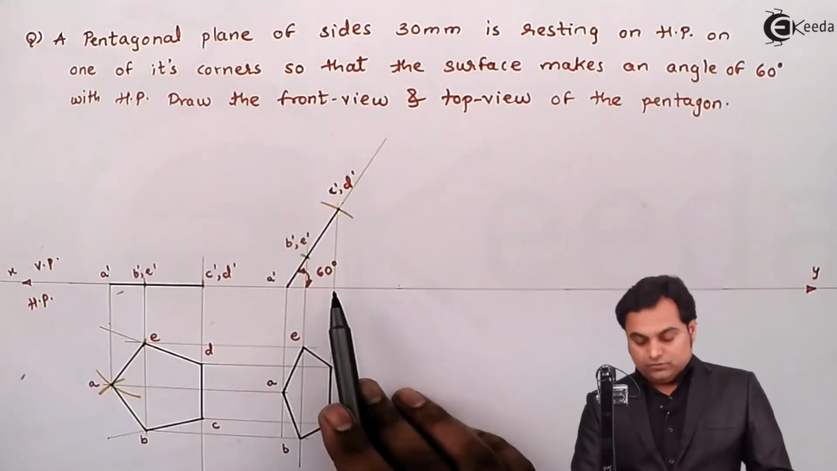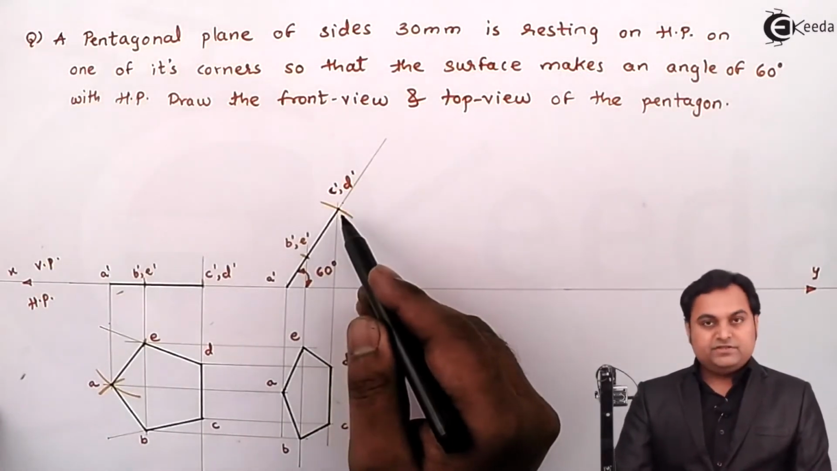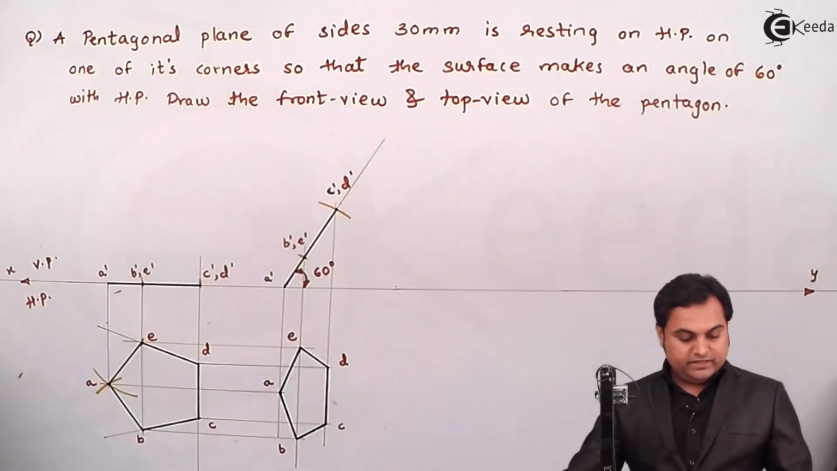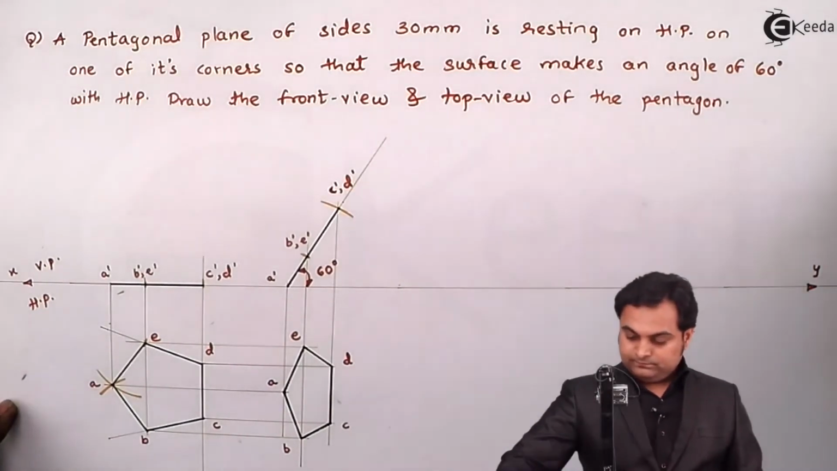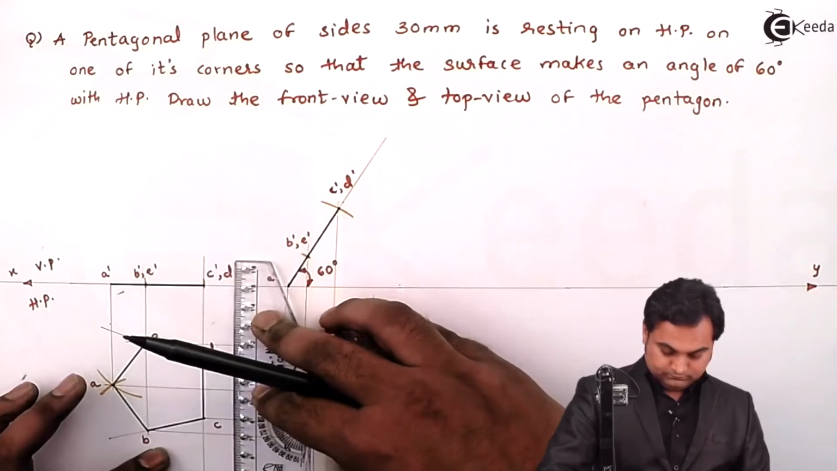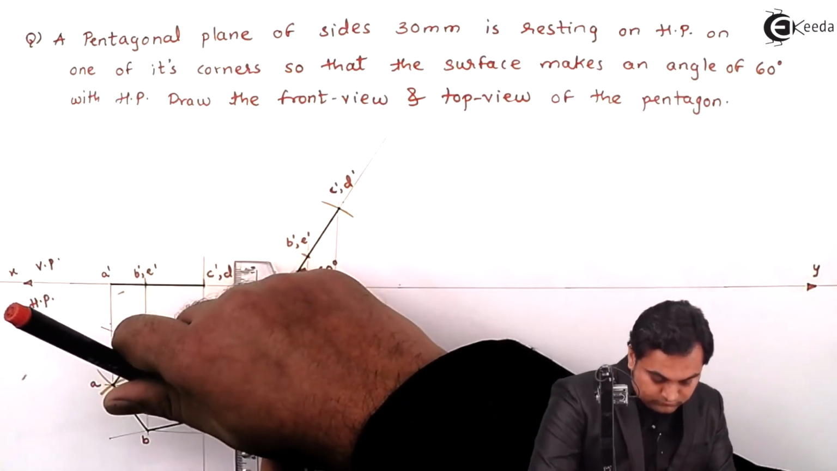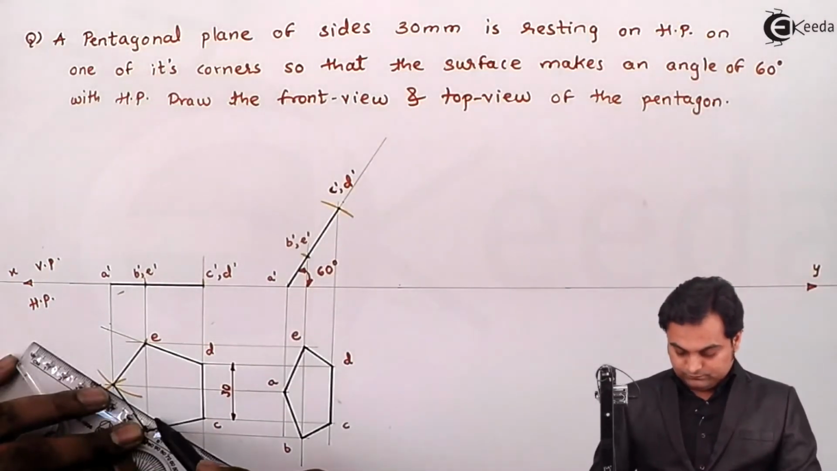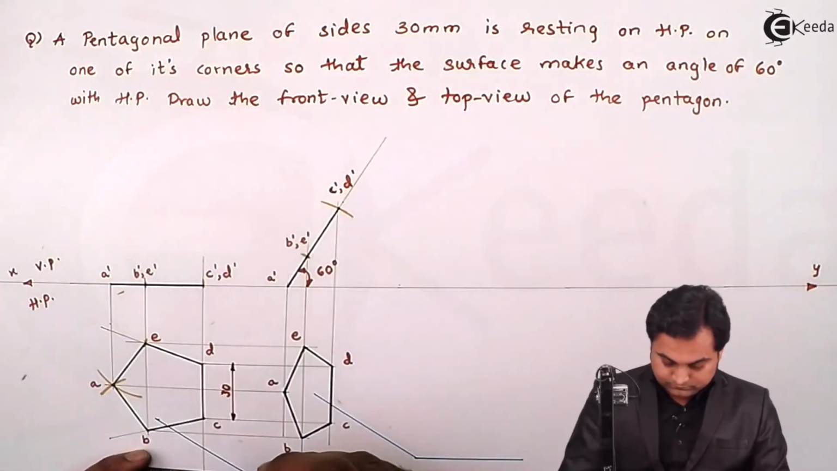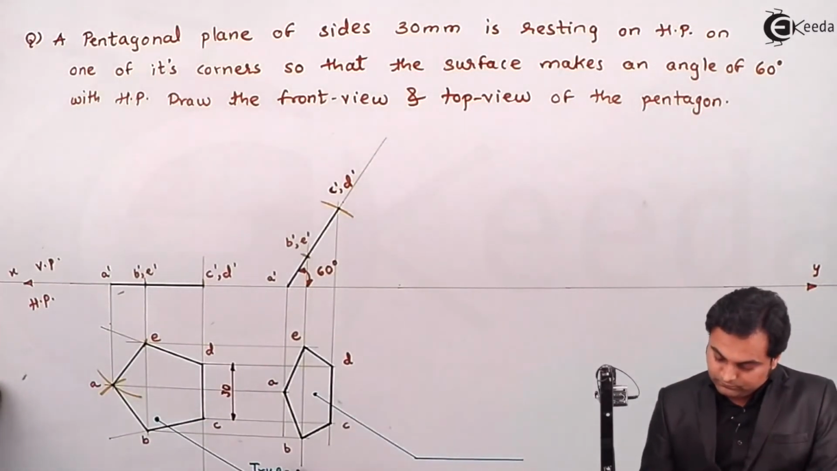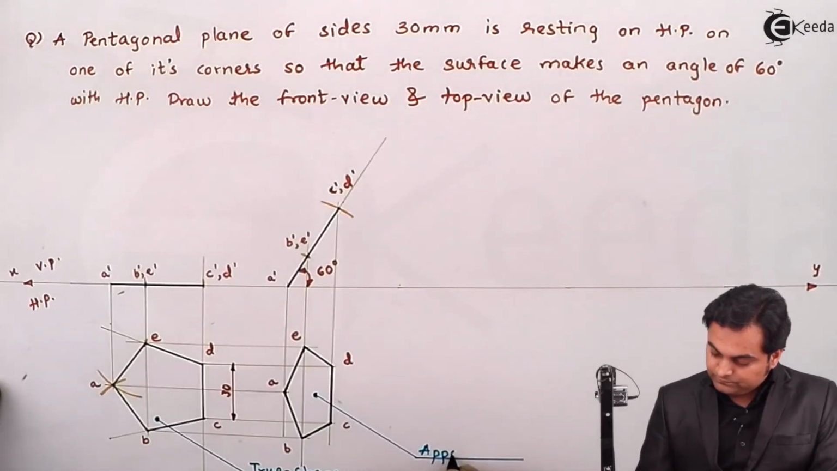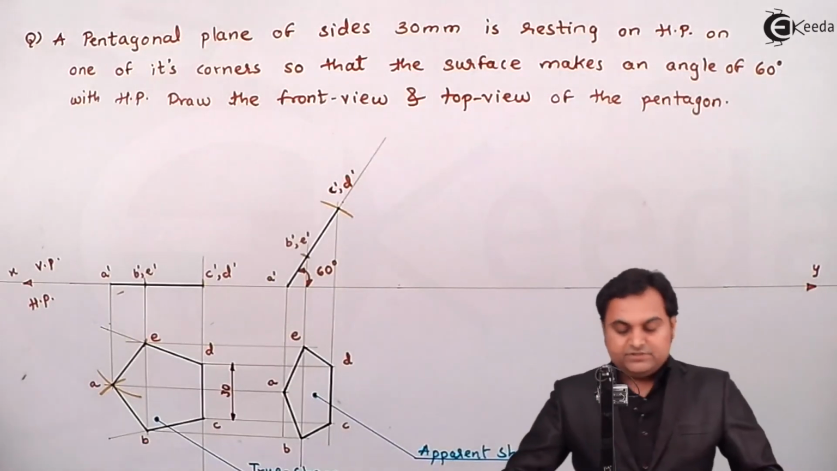So this is the front view of the pentagonal plane, which is inclined. It appears as a line. In the top, the shape is reduced. So here after this, I'll give the dimensions. It is of 30 mm side. This is the true shape. Here is the apparent shape. And with this, we complete the problem.